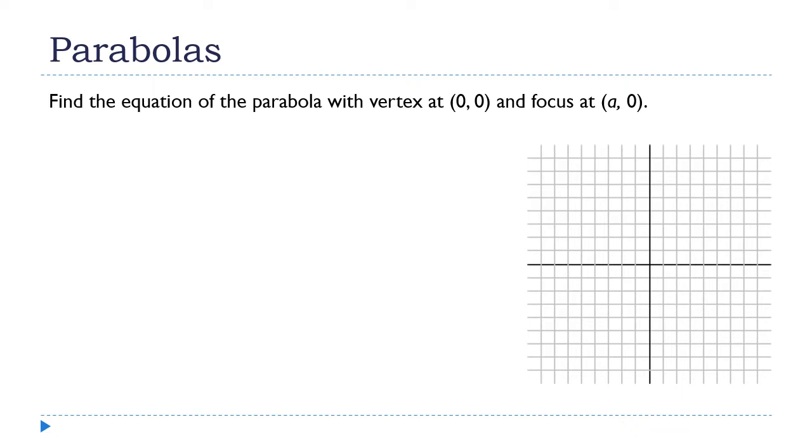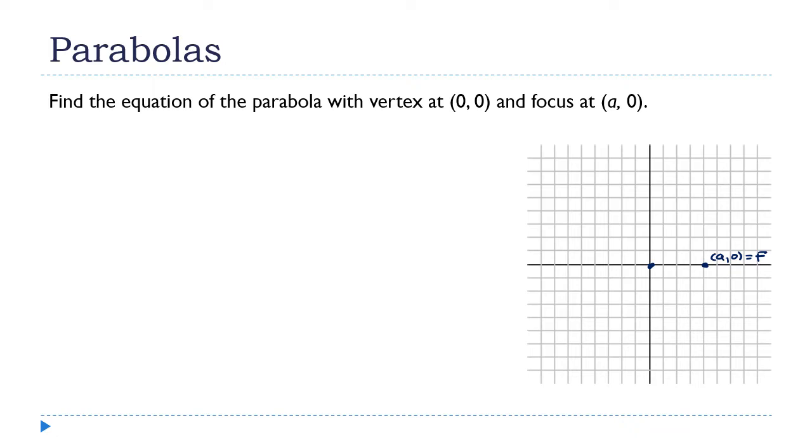Okay, so what I want to do is find the equation of the parabola whose vertex is at the origin and whose focus is at (a, 0). So I'm going to go over a, up 0, and I'm going to get this point. I may have said vertex right there. If I did, I meant focus.